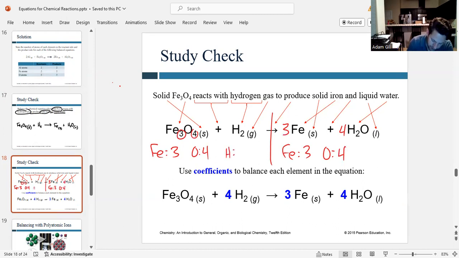And then for hydrogen, on the right side here, I have 4 times 2, so that gives me 8. And then on the left side, I have 2, so I need to put 4 there. That way 4 times 2 gives me 8. And then we're balanced. And so we had to add the coefficients here, make sure we had the same number of atoms on the left side as we did the right side.